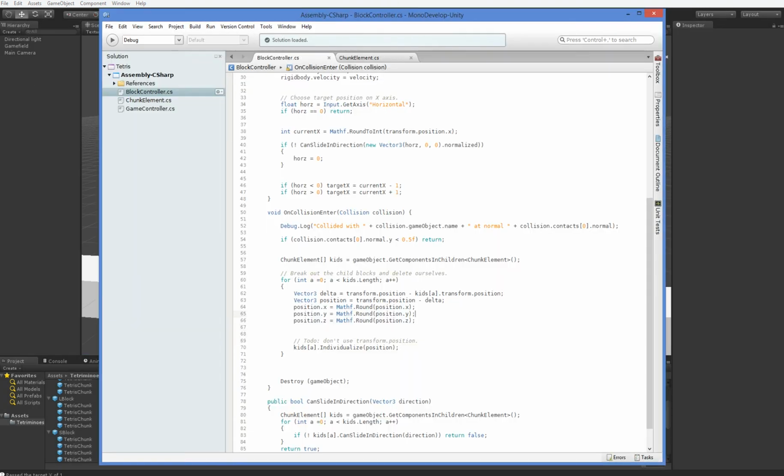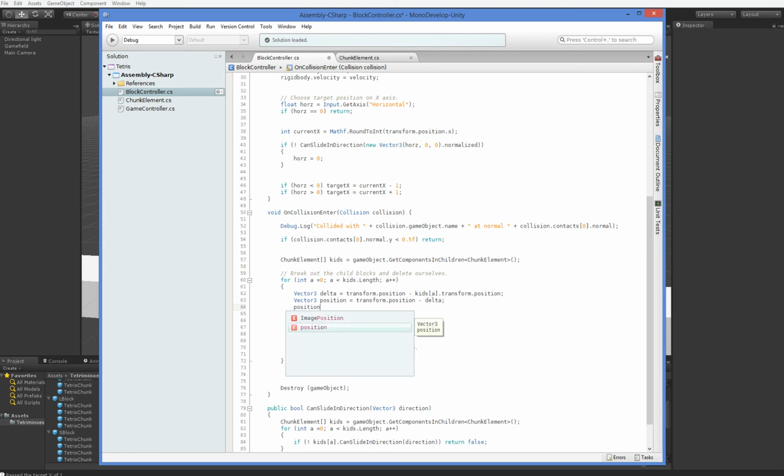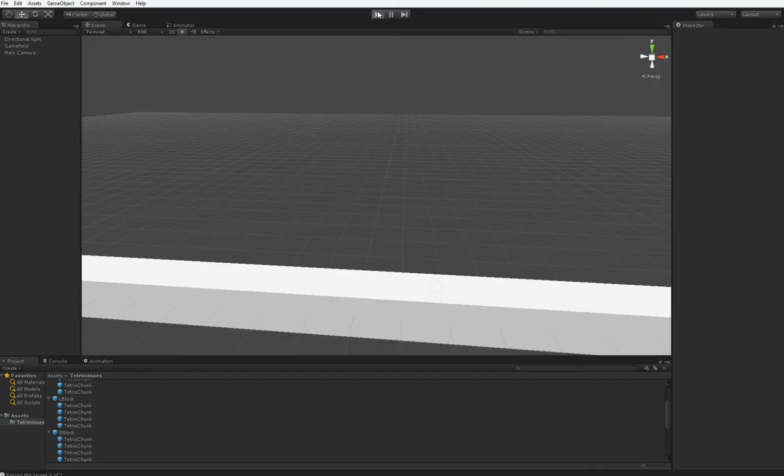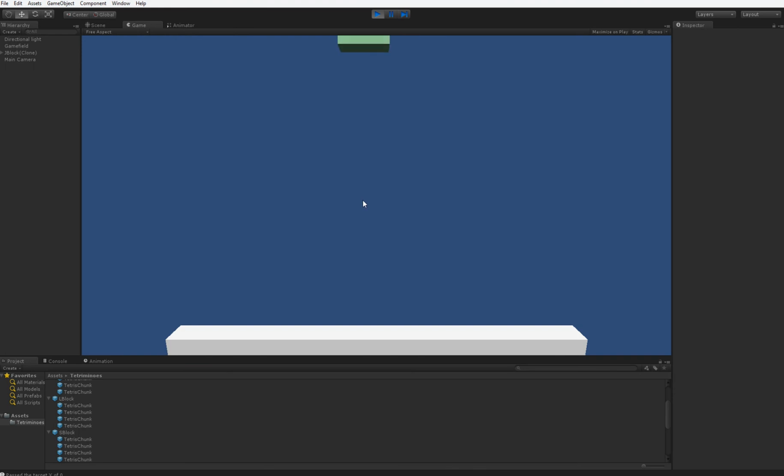So here, where we get this position equals transformed position minus delta, we're actually just going to go ahead and add our velocity to it, but just our x position. So position.x plus equals rigidbody.velocity.x. And that should allow us to round to a more suitable position. Let's go ahead and see whether or not I can pull that off.